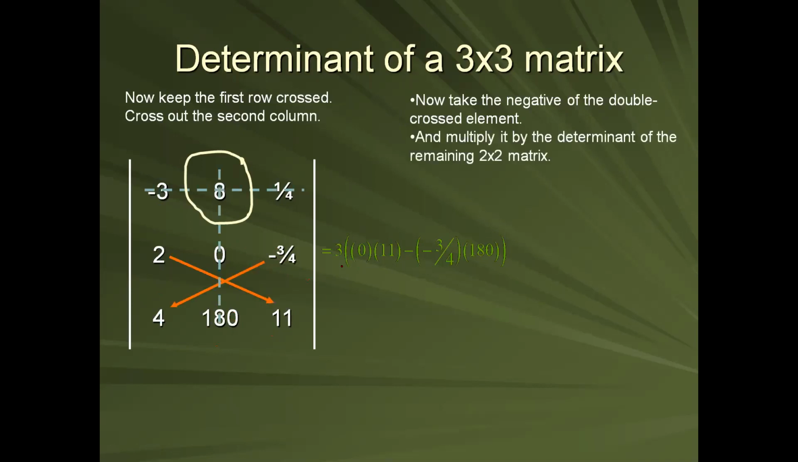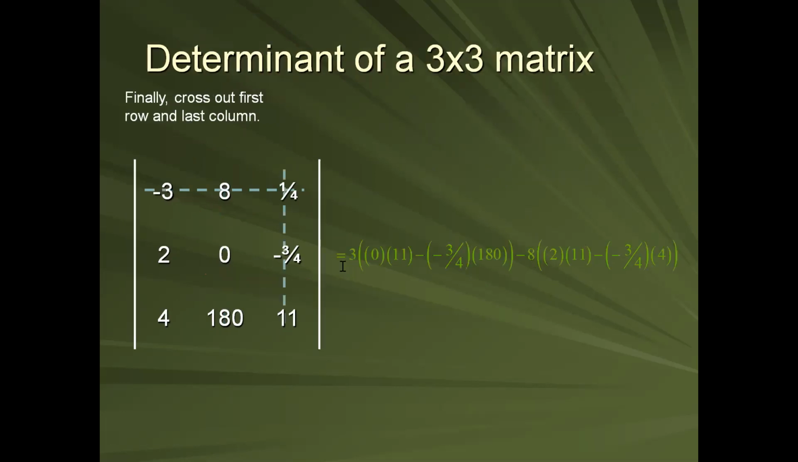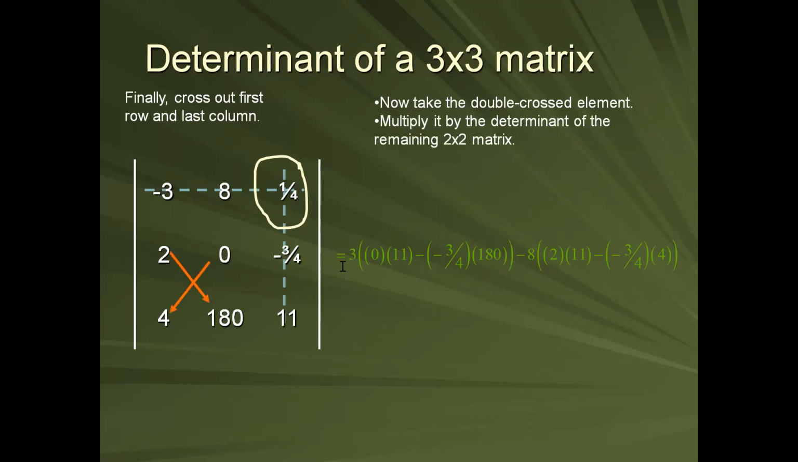So minus 8, and then cross multiplication of, delete that second row and second column. For the rest of the numbers, you will find the cross multiplication. And the last part is the last number. So minus that 1/4 into the rest of the numbers' cross multiplication. And at the end, you have to just calculate it. So this is how you will find out the determinant.